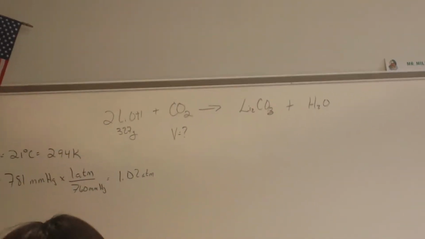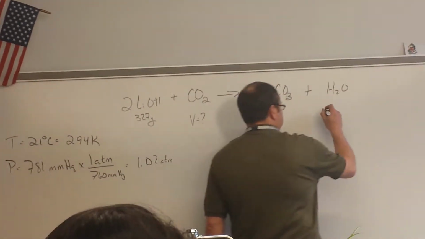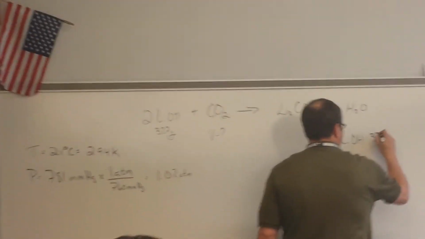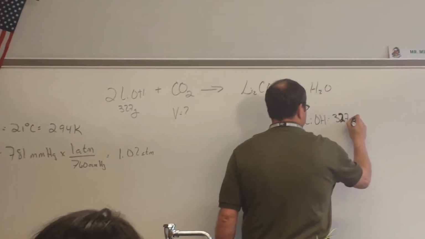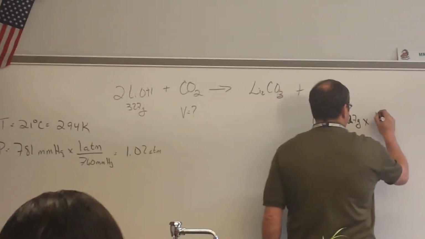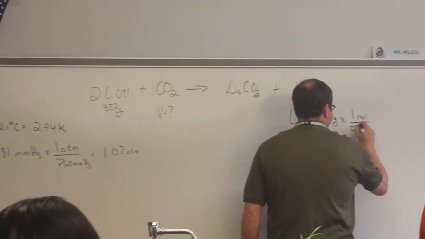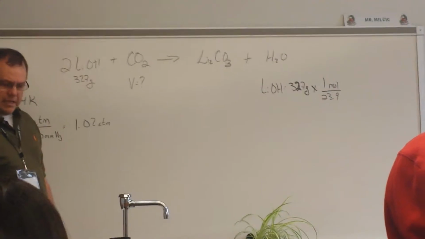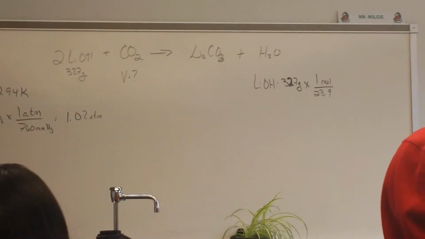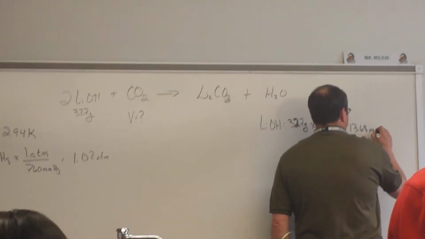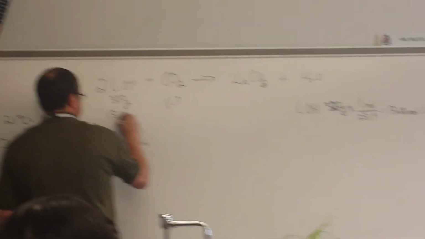So, lithium hydroxide, 327 grams. I'm going to convert that to moles. So what's the molar mass of lithium hydroxide? 23.95. So that gives me moles. How many moles do I get? This gives me 13.68 moles.